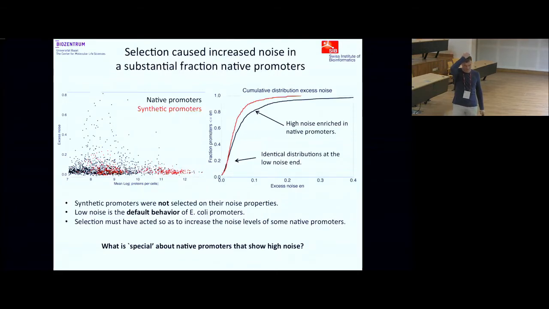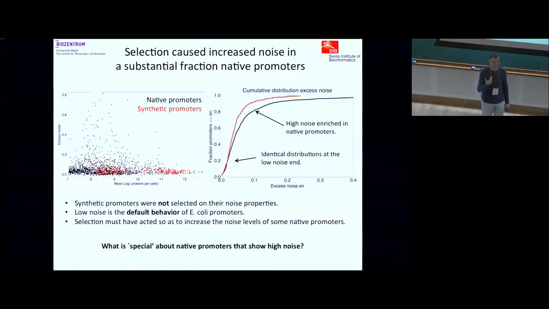Now, okay, so when we saw that, the first thing that we worried about is maybe our selection scheme that selects this 5% every round is implicitly selecting for low noise. So we've not only selected for the mean level, but we've also selected for low noise. It actually sounds quite plausible. Yes?